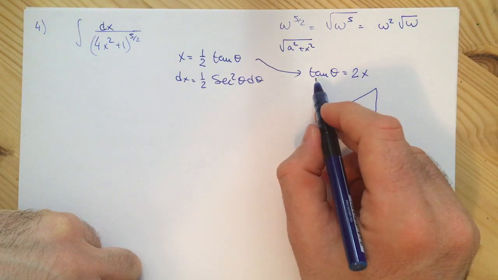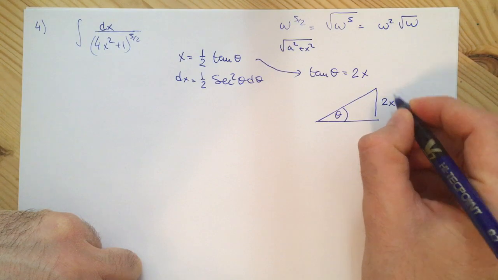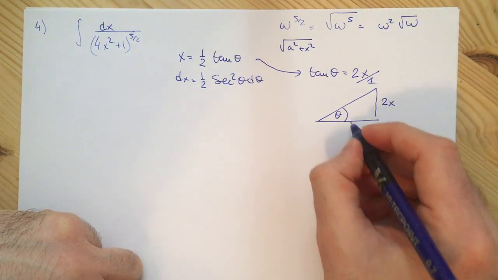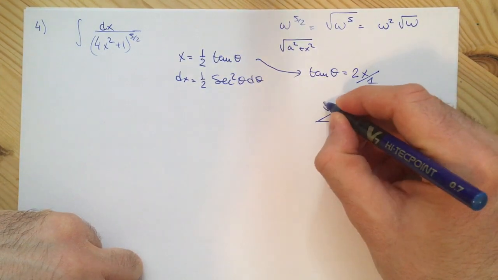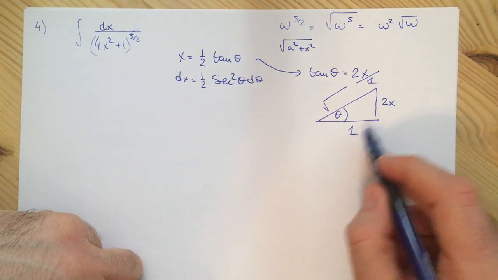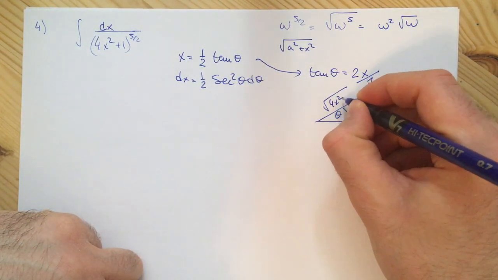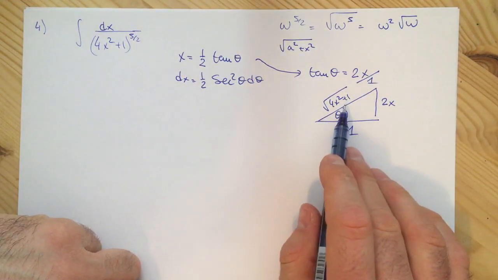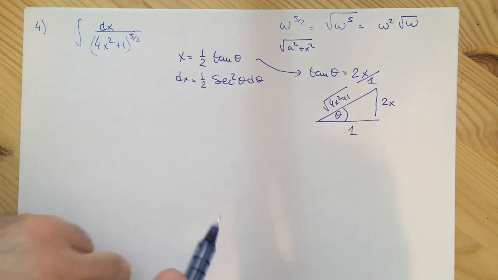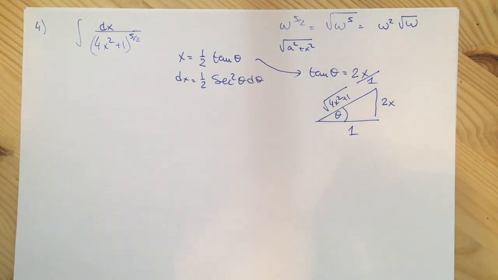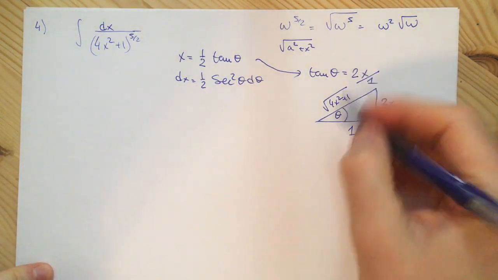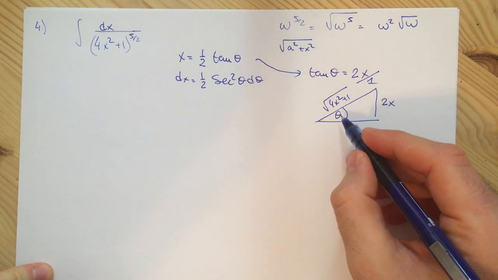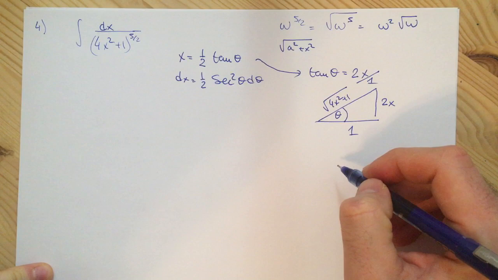Theta, we know that tangent is the opposite, 2x, and you can observe this as 2x over 1. So that means the adjacent is 1, and the hypotenuse is going to be the square root of the sum of squares, 4x squared plus 1. As I said many times, the third side in your triangle actually has to give you the root that you are trying to eliminate here. Okay, from the triangle right away, you can actually see what the square root is equal to, right?